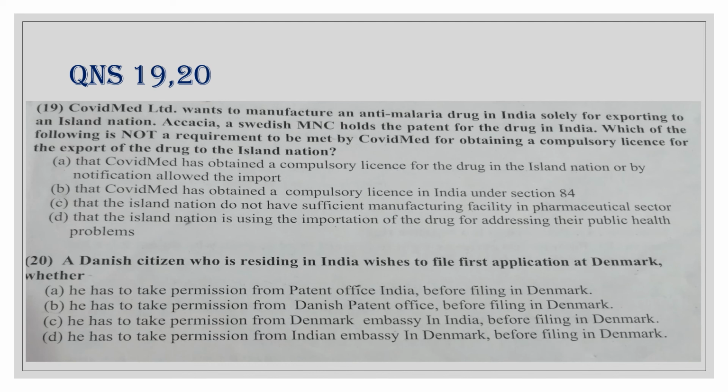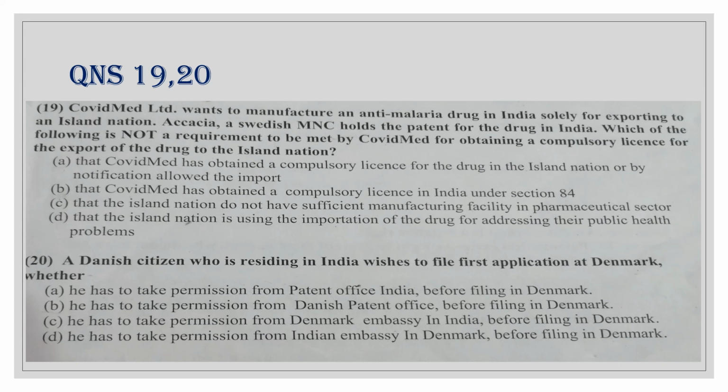Next is the last question for this session, question number 20. A Danish citizen who is residing in India wishes to file a first application in Denmark. Option A, he has to take permission from the Patent Office of India before filing in Denmark. Option B, he has to take permission from the Danish Patent Office before filing in Denmark. Option C, he has to take permission from the Denmark Embassy in India before filing in Denmark. And option D, he has to take permission from the Indian Embassy in Denmark before filing in Denmark.